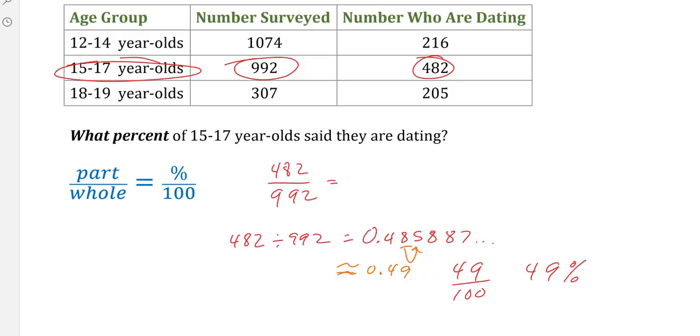So 0.49 after the division, divide the part by the whole. Part divided by the whole will give you a decimal. Two places after the decimal is hundredths. Round it if necessary. 49 out of 100, 49%.